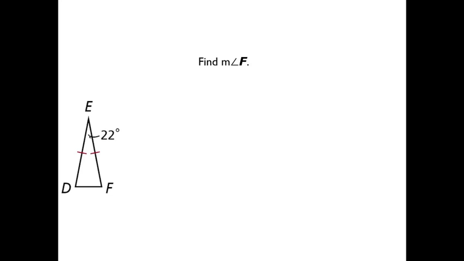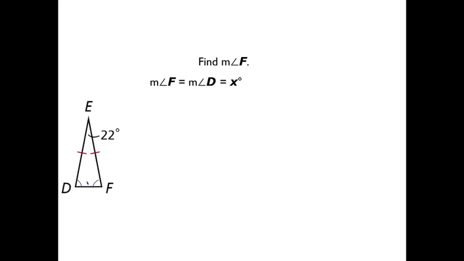But the base angles theorem tells me that if the two sides of this triangle are congruent, then the base angles, D and F, have to be congruent to each other. So angle D and angle F will have to be congruent. So I'm just going to take that 158 and split it between the two, which is going to give me 79 for each of them.